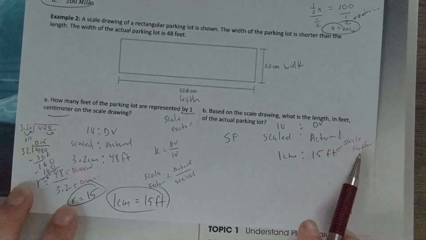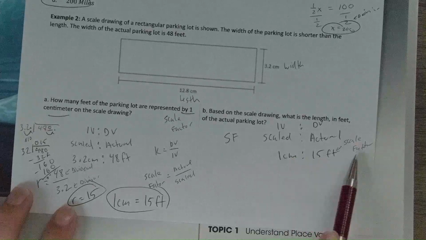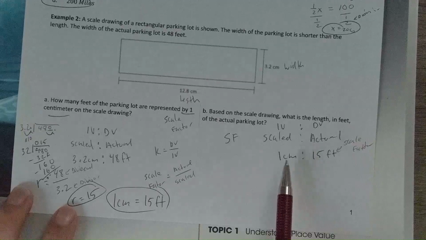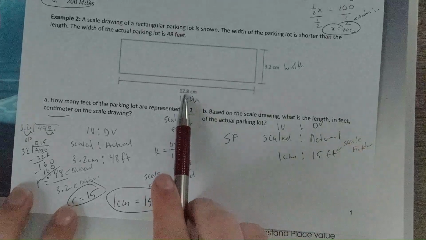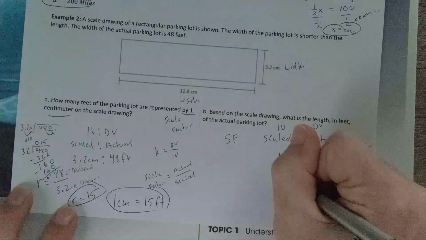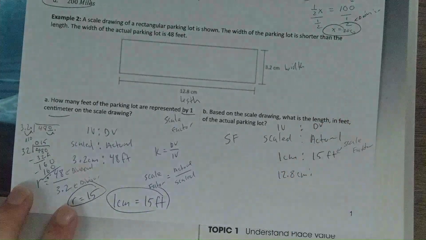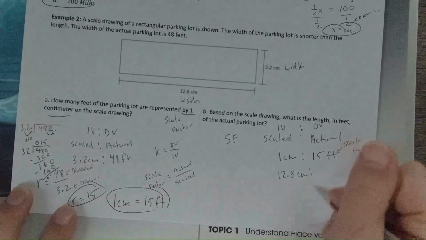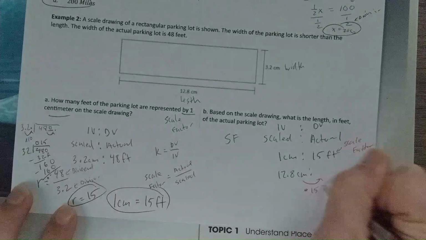And why is this our scale factor? Our unit rate is whenever our independent variable is 1. Since our scale factor and unit rate are the same, that means when we have 1 centimeter, our scale factor is 15 feet. So that means it's 12 and 8/10 centimeters, right? And so I can just multiply this by our scale factor to go to our actual. So I can multiply this by 15.